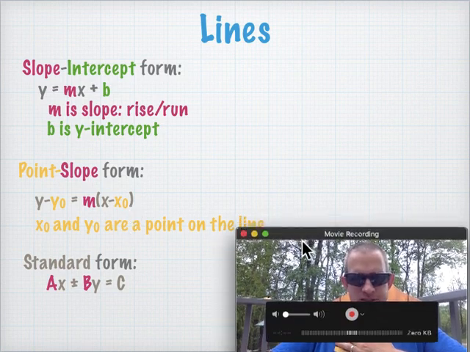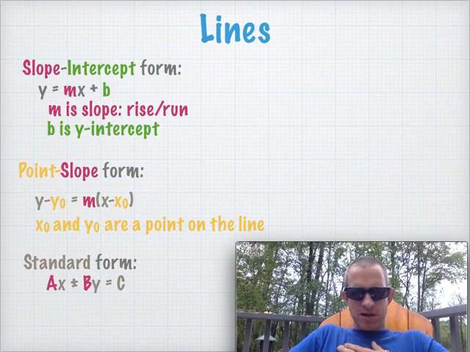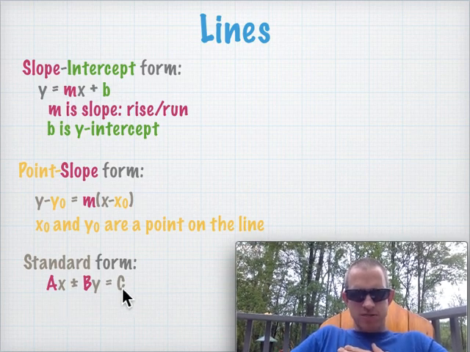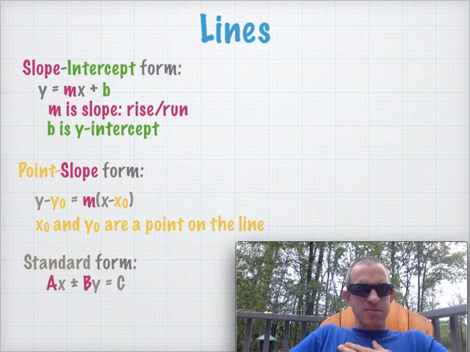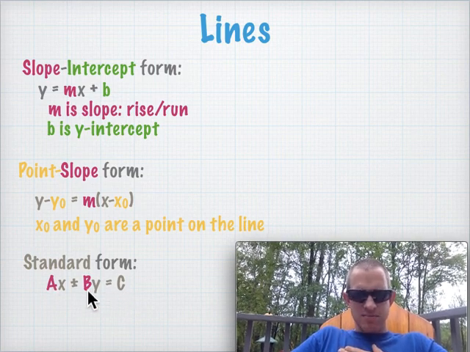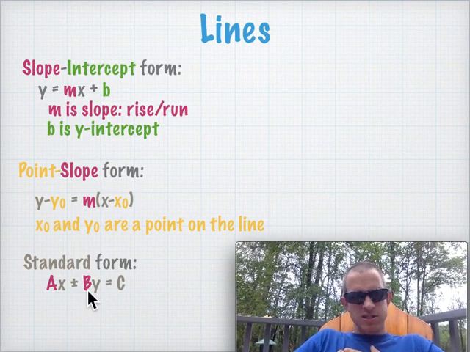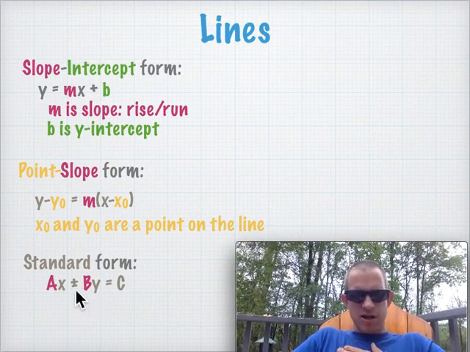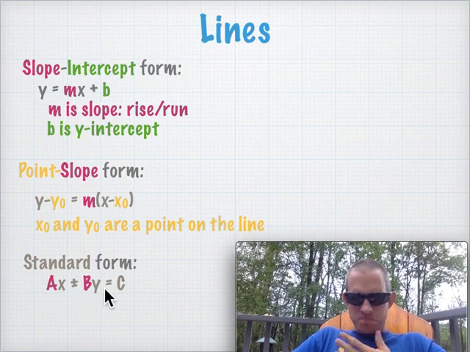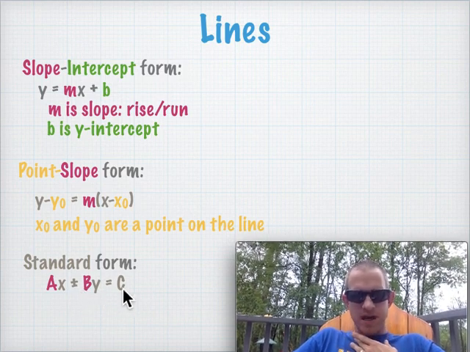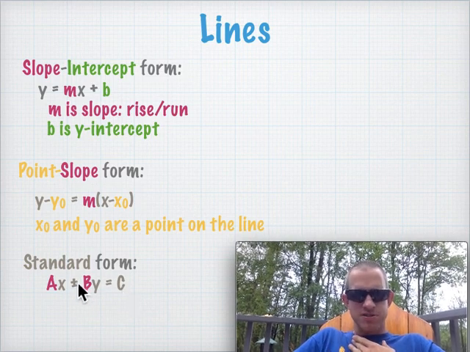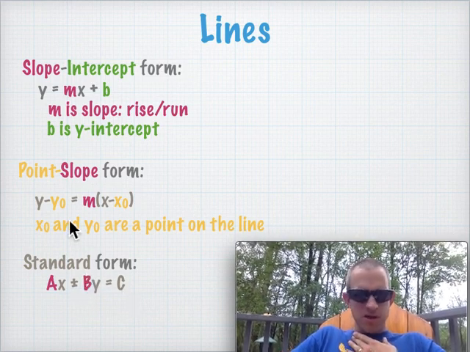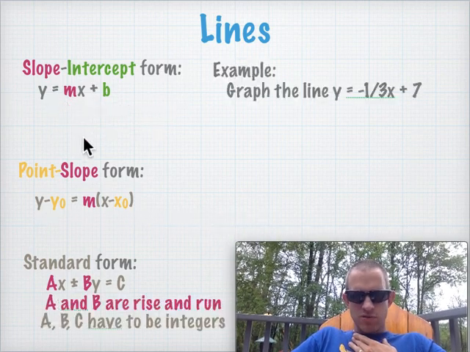And then finally, standard form is not as popular, but it's a nice organized, clean format. Something x plus something y equals something. And in situations like that, a and b are kind of related to the slope. They're kind of rise and run, as long as this is a minus sign in between them. A and B and C have to be integers, nice numbers, if you're using standard form. So, what sort of questions were we asked in that sort of scenario?